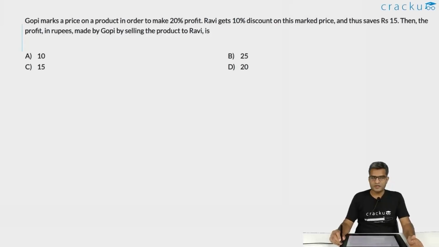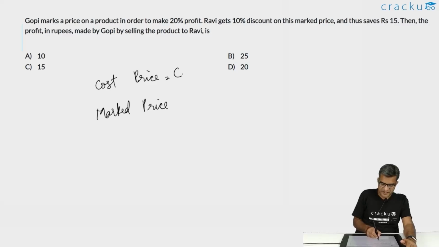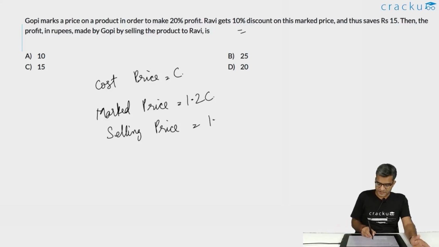In this question, we are told that Gopi marks a price of a product to make a profit of 20%. Let us assume that the cost price of this product is C. So the marked price, because it is marked up by 20%, will be equal to 1.2C. Now he gives a discount of 10%. So the selling price will be equal to the marked price, which is 1.2C, into 1 minus discount percentage. Discount percentage is 10%, so this you multiply with 0.9. Or this is equal to 1.08C.